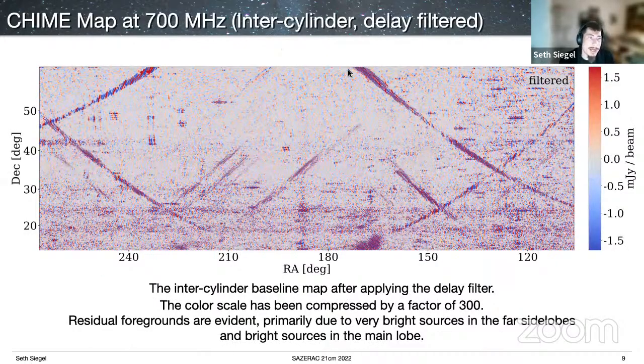This is the same map after applying the delay filter. The color scale has been compressed by a factor of 300. There are still residuals. Most prominent are the U-shaped tracks due to very bright sources in the far side lobes, but you also see bright sources in the main lobe.